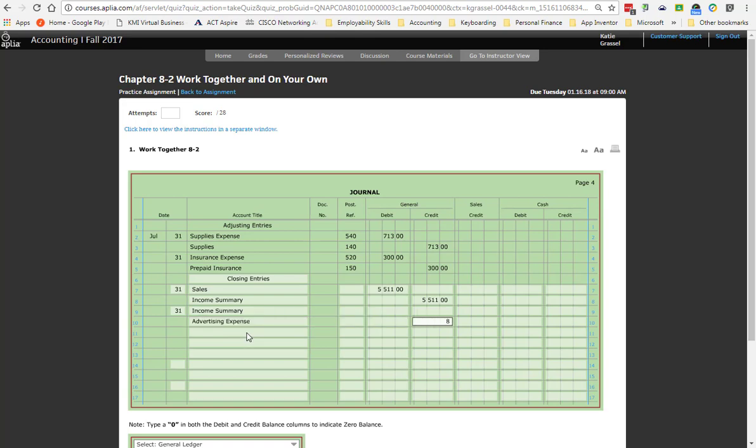So advertising expense has a balance of $821. Then I'm going to do insurance expense. It has a balance of $300. Miscellaneous expense has a balance of $347. And my last expense is going to be supplies expense, which has a debit balance of $713. So to get it to 0, I need to credit it $713. So I looked at my partial worksheet. I looked at my income statement columns, and I looked at the balances for all of those, and I have to get them to 0.